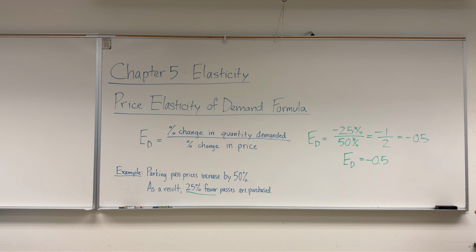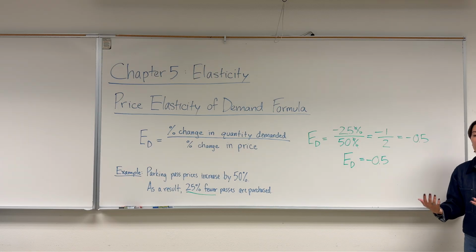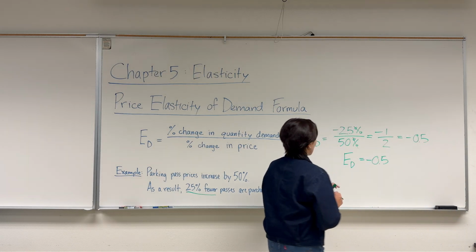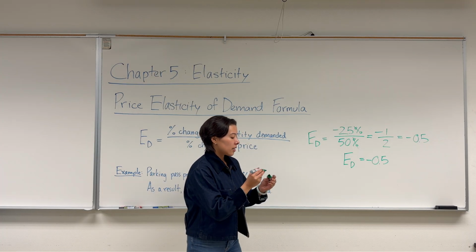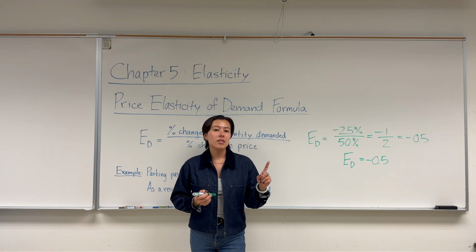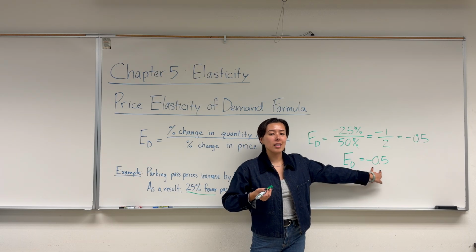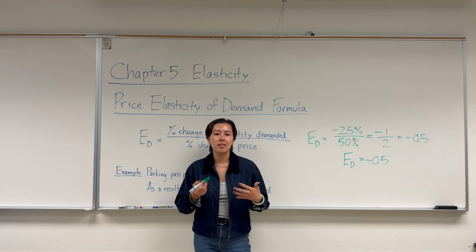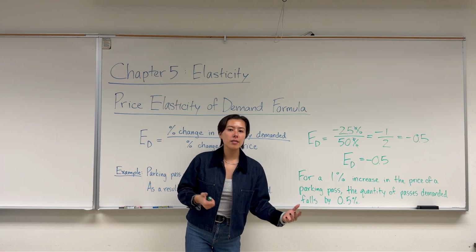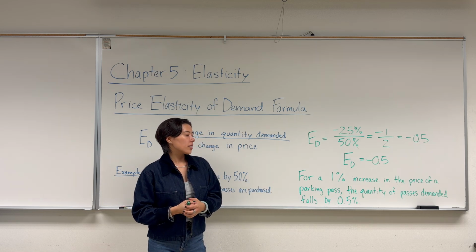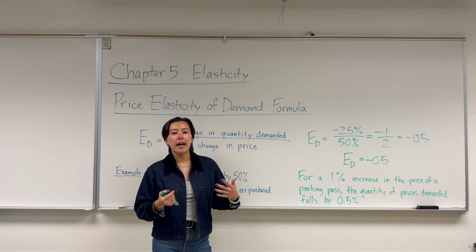So we're going to talk a little bit about whether this means our demand for parking passes is elastic or inelastic. But first, I just want to talk about how we can interpret this number. So what this number is telling us is that for a 1% increase in the price of a parking pass, we're seeing a 0.5% decrease in the quantity of parking passes demanded. Okay, so the way we interpret our price elasticity of demand for parking passes is that for a 1% increase in the price of a parking pass, the quantity of parking passes demanded is going to fall by 0.5%.